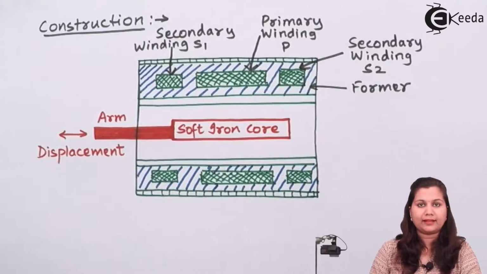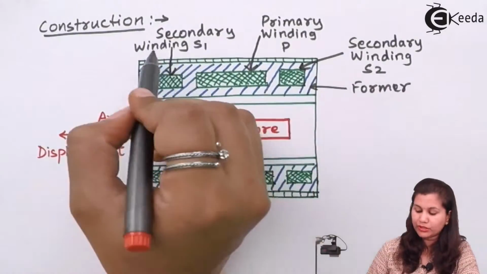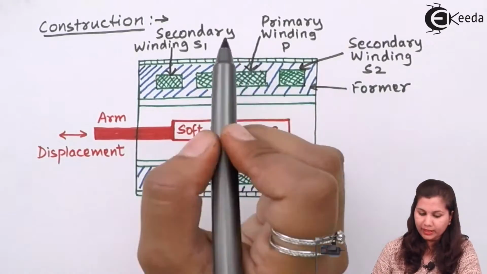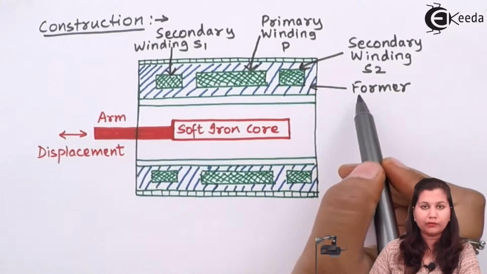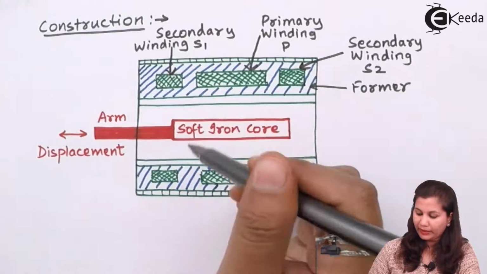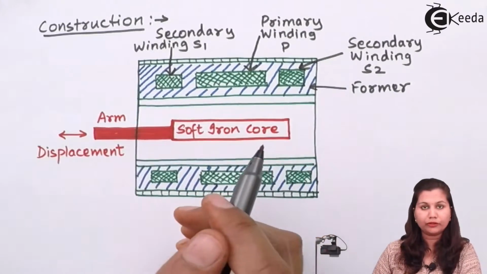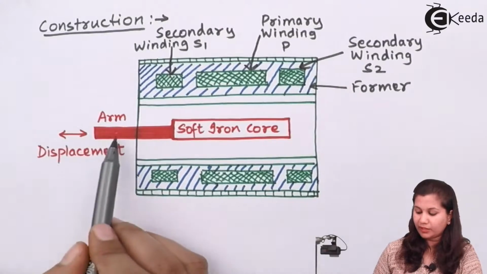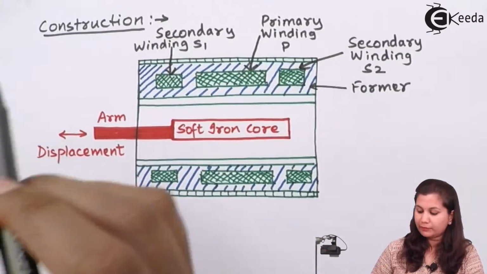So this is the basic construction of the LVDT. In this diagram, you can see that we have two secondary windings S1 and S2 and one primary winding P, which is wound on a cylindrical former. In between these windings, we have a soft iron core, and this iron core is moved between the windings. Displacement is given to this soft iron core.